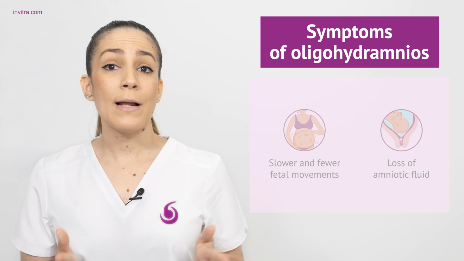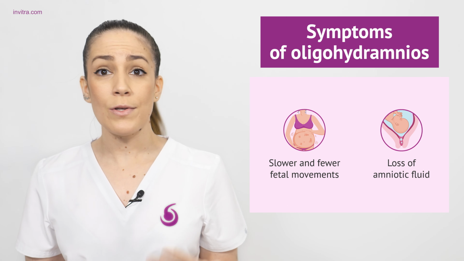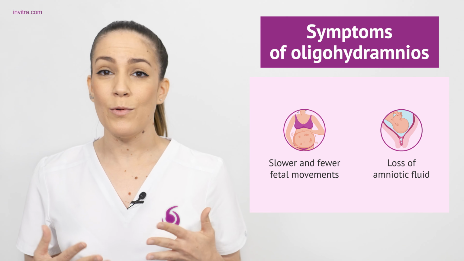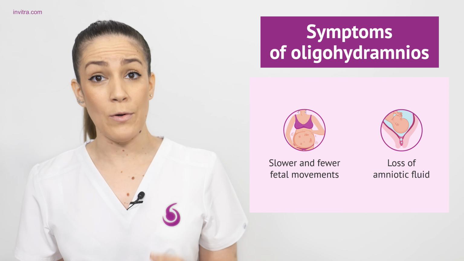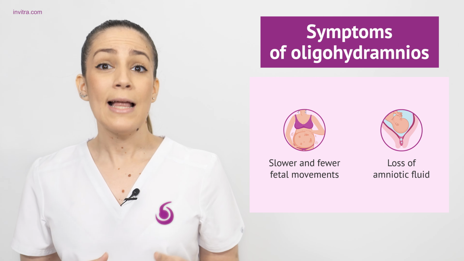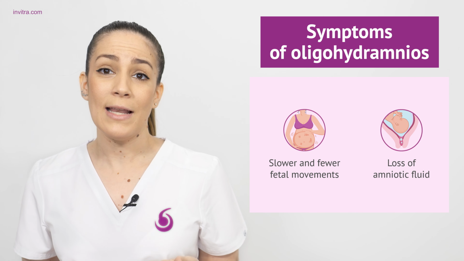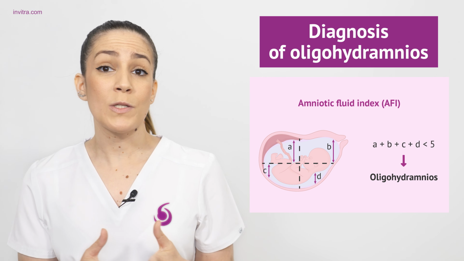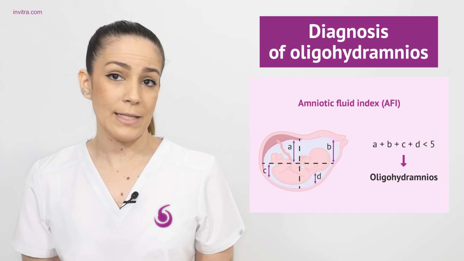Oligohydramnios is usually asymptomatic, and the woman will not notice any symptoms. Occasionally, a woman might feel fetal movements that are not as active or are fewer than expected. In contrast, if premature rupture of membranes has occurred, the woman will experience a loss of amniotic fluid. It is true that oligohydramnios may be suspected when the uterus is smaller than expected for the gestational age.